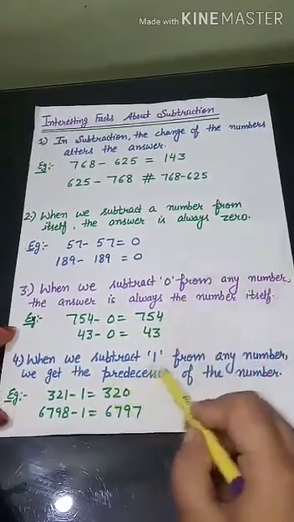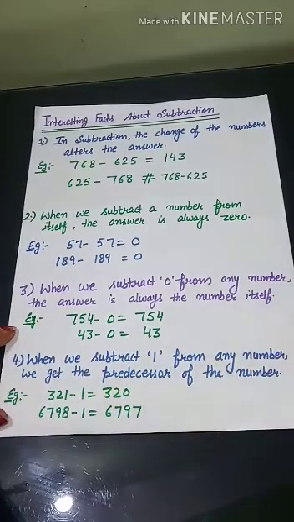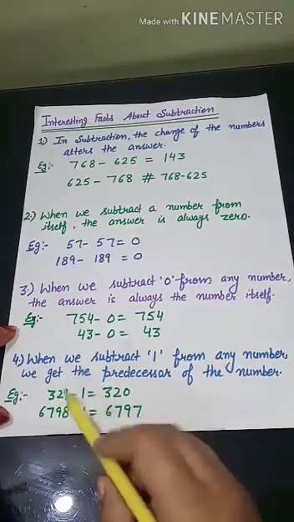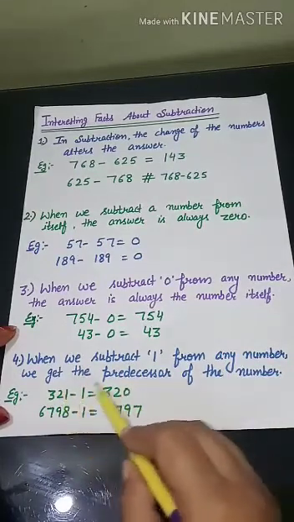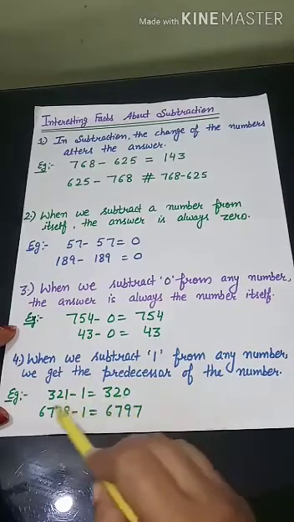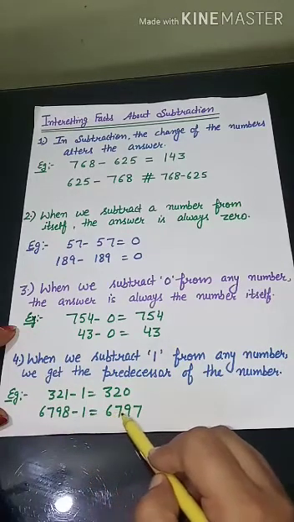Next is when we subtract 1 from any number, we will get the predecessor of that number, and you can say the previous number. जब हम 1 किसी नंबर में से माइनस करते हैं या सब्ट्रैक्ट करते हैं, तो हमें उस नंबर का प्रीवियस नंबर मिल जाता है, और you can say predecessor. 321 minus 1 is equal to 320. 6798 minus 1 is equal to 6797.